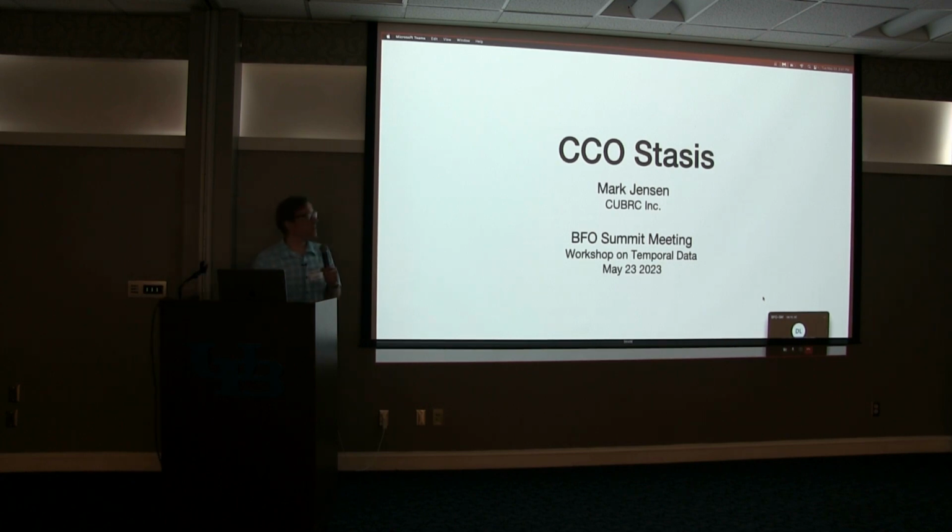Well, thank you for having me. For those of you who don't know me, my name is Mark Jensen. I work at Kubrick. I'm an ontologist at Kubrick. And before that, I was working at UB in various contexts as a researcher and as a graduate student with Barry, Allen, Alexander Deal, Werner, in a variety of different contexts over the years. I'm one of the developers of the Common Core ontologies.